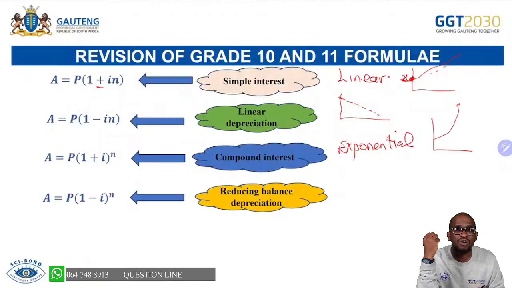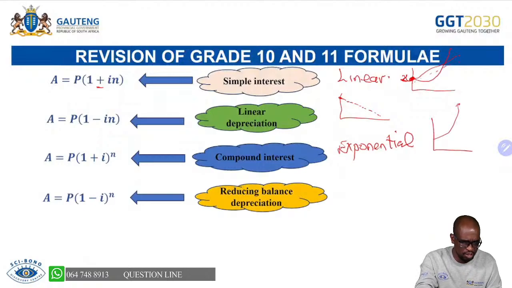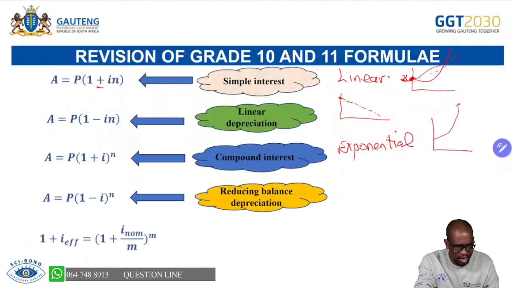Where graphs are drawn, either linear or exponential, and at times they draw both of them on the same set of axes like this, okay? So you need to be able to know how to analyze them. Please go and look at those questions that involve that, all right? The last formula here is the one that we use to convert from nominal to effective.